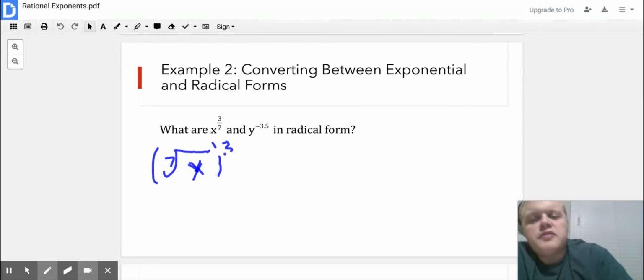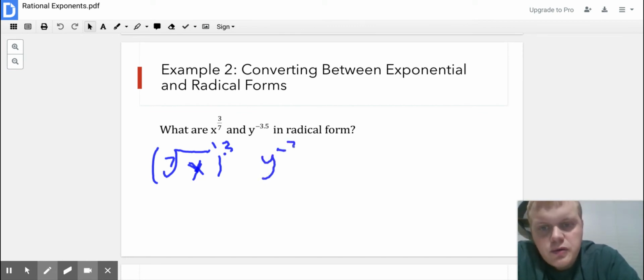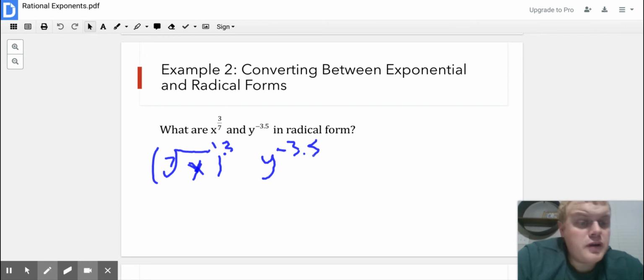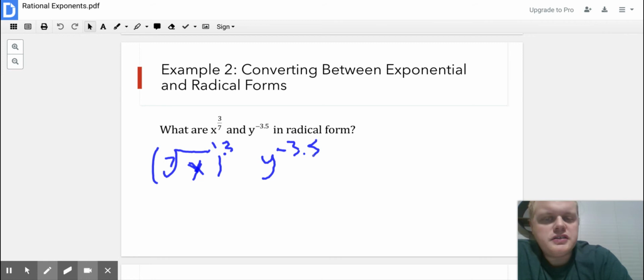For that y, we have a decimal: y to the negative 3.5. Anytime they give you a decimal, convert that decimal into a fraction. Your calculators should convert that. I do believe it's under math, and then there's something like convert to fraction, I don't remember the exact steps. But that does change into y to the negative 7/2.